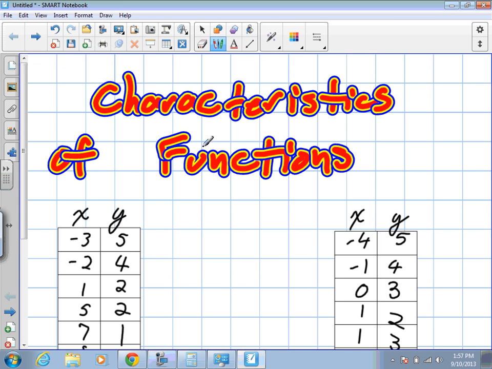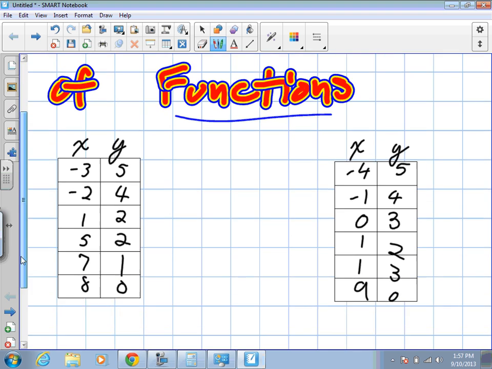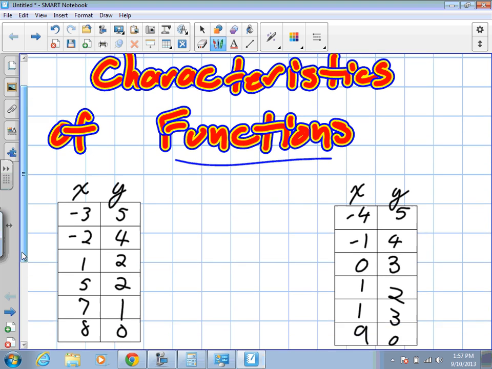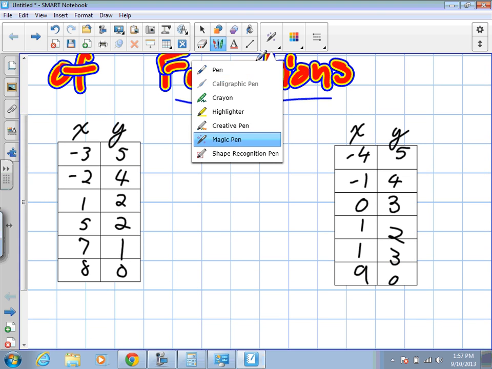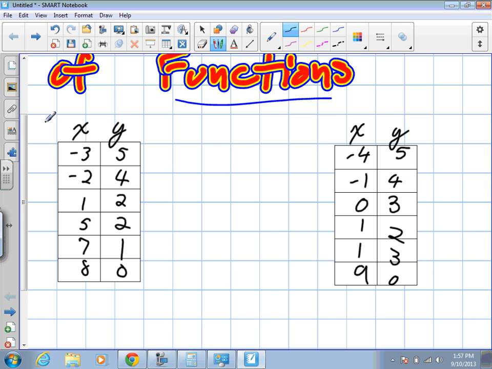Characteristics of a function. Now, what we have here are two tables, and they're going to be our first and second example. This will be our example 1 and our example 2. I put them in table form, but there's many different ways to represent these, and then we're going to decide if we have a function or not.